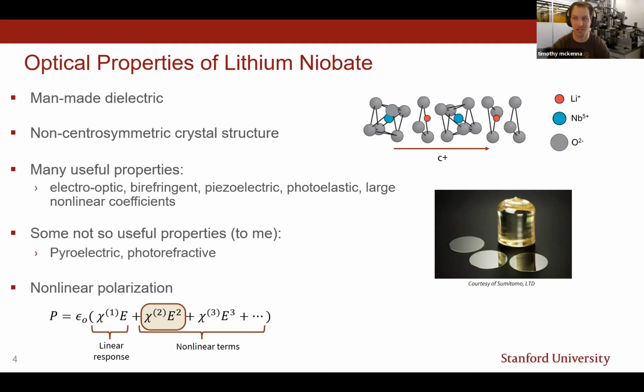It's also a really transparent material, which is important for photonics. Not-so-useful properties are that it's also pyroelectric and photorefractive. These have been somewhat of a struggle, especially with some of the lower temperature cryogenic experiments that we've performed over the past couple of years. But for now, we're actually going to be focusing on the fact that it's a second order nonlinear material. So that's going to be most important for this talk.